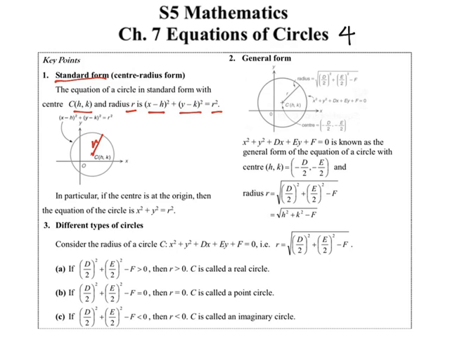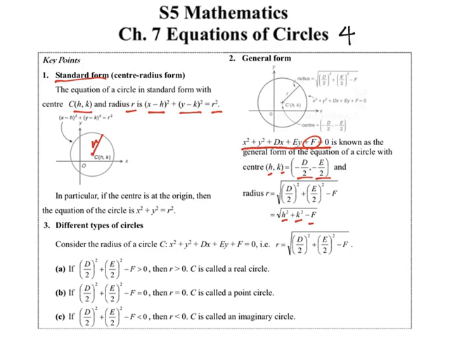And for general form, we have x squared plus y squared plus dx plus ey plus f equals 0. To find the center, we use negative d over 2 and negative e over 2. And then for the radius, we use h squared plus k squared minus f, and take the square root.